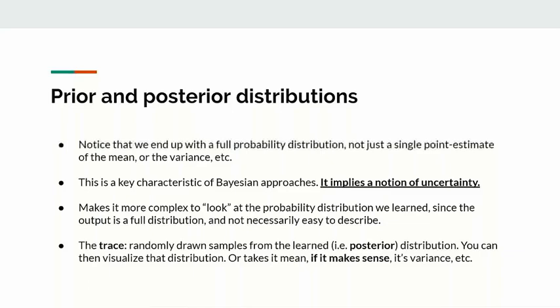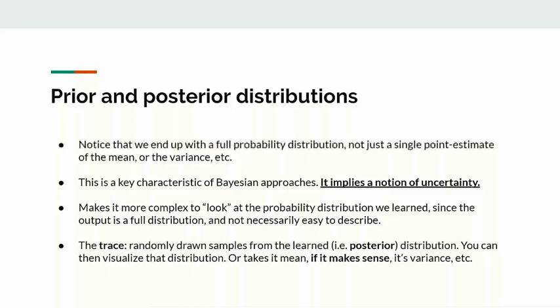So this means that we end up with models that have an implicit notion of how certain they are of certain estimates. But the counterpoint is that it makes it more complex to look at the probability distribution that we've learned, because it's no longer just one value, it's a full distribution and possibly a fairly complex one, so difficult to describe. So this is what the trace is.